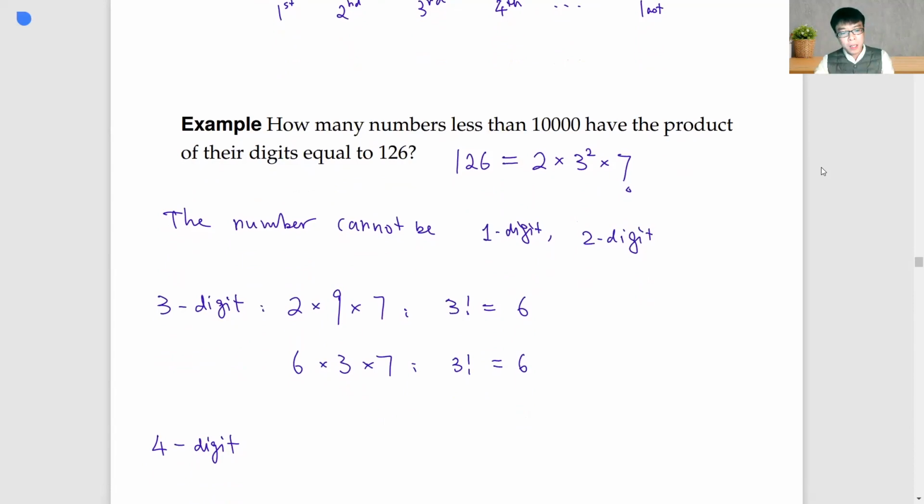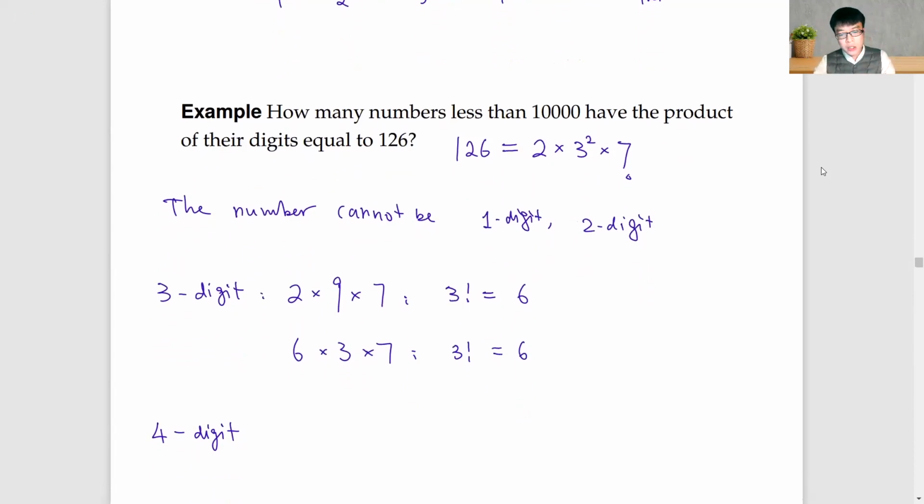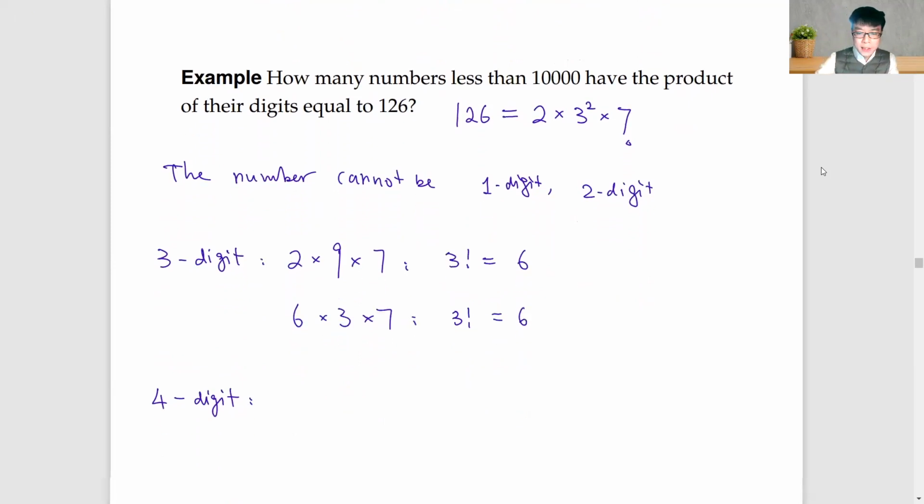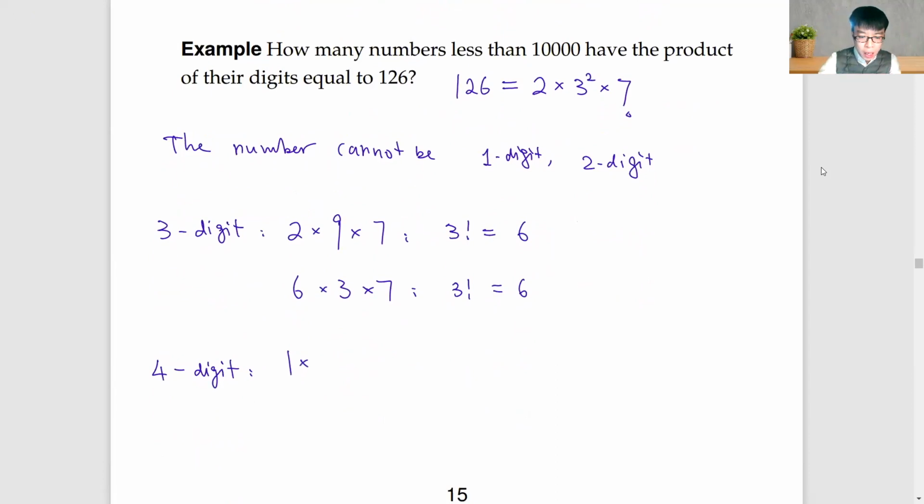Next, let's consider the 4-digit case. For the 4-digit case, it's okay if we have a 1 included. If you have 1, that's essentially the previous 3-digit case: 1 times 2, 9, and 7, or 1 times 6, 3, and 7. We may also have the case that 1 is not included. If 1 is not included, since 126 is 2 times 3 squared times 7, we can have at most 4 terms larger than 1 multiplied. That corresponds to 2 times 3 times 3 times 7.